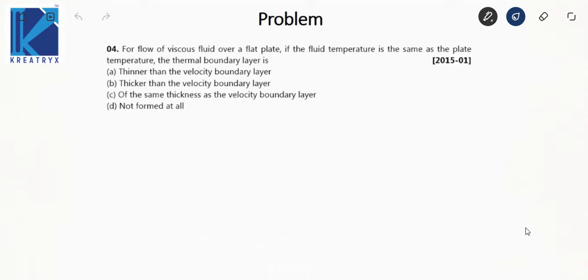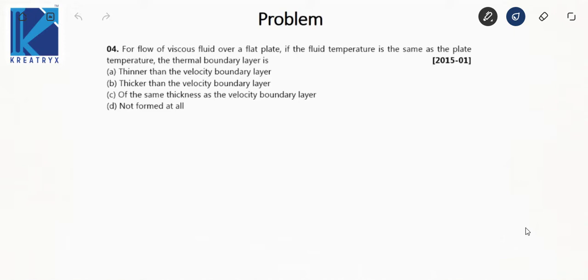For flow of viscous fluid over a flat plate, if the fluid temperature is the same as the plate temperature, the thermal boundary layer is... Try this question before seeing the solution. This question is testing your basic fundamentals, that is, why the thermal boundary layer is formed.